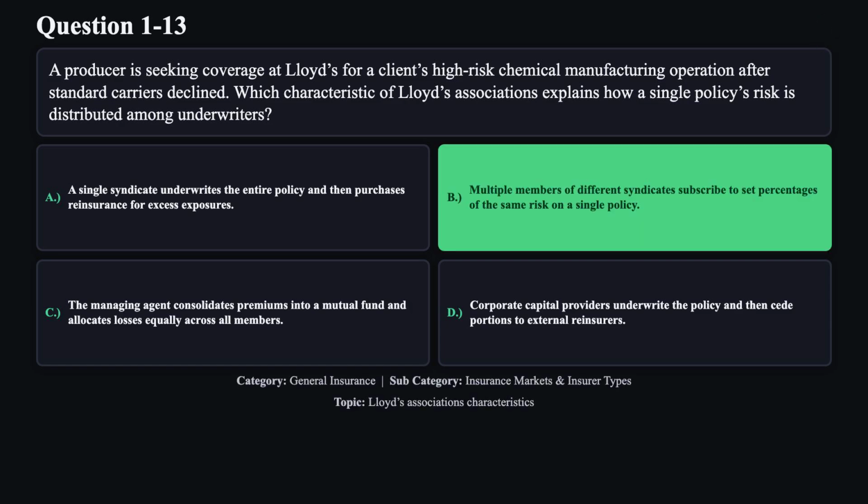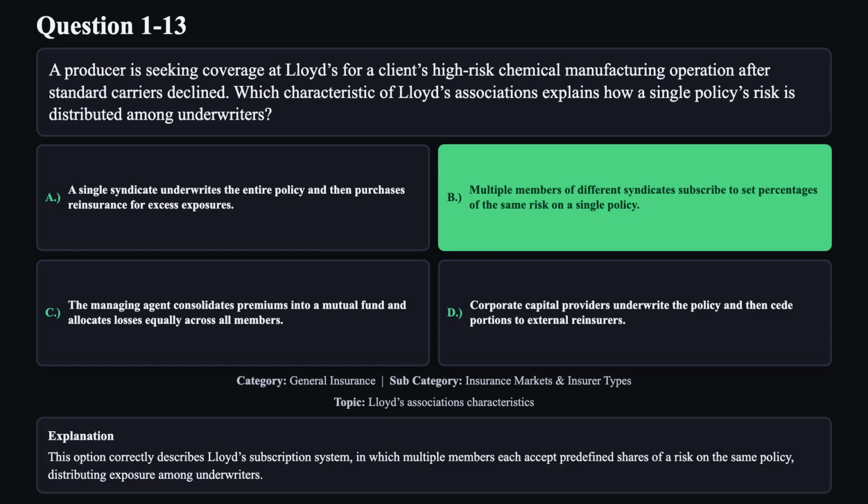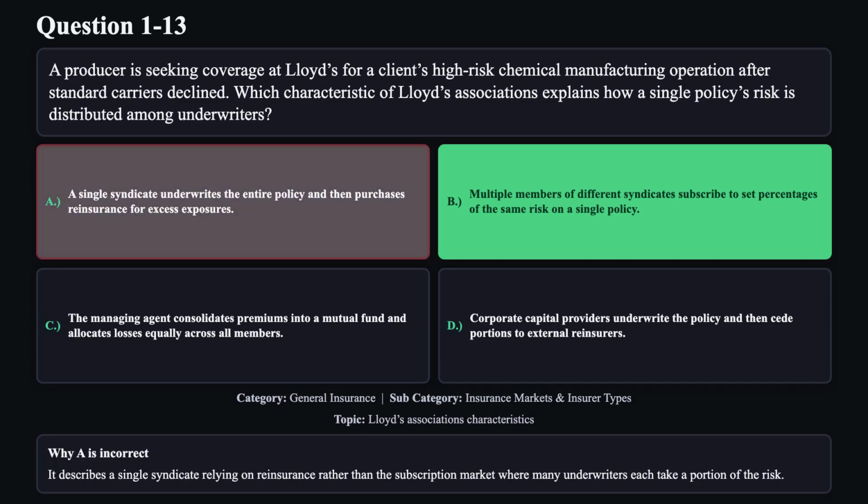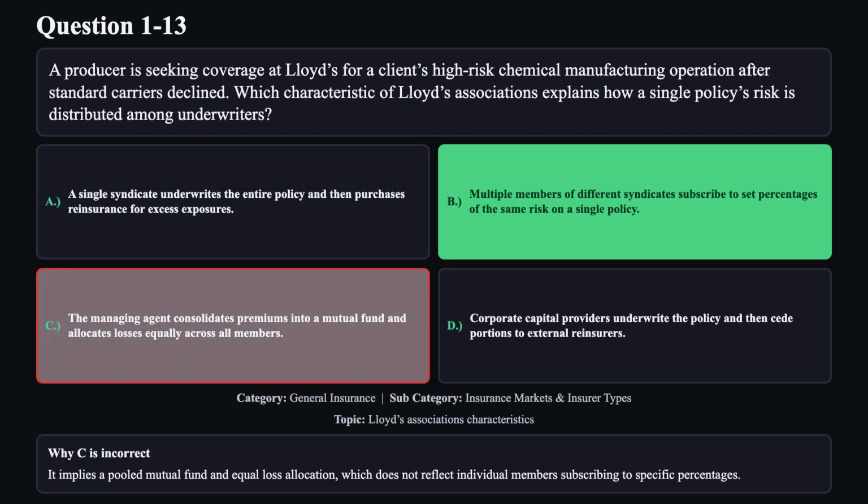The correct answer is B. This option correctly describes Lloyd's subscription system, in which multiple members each accept predefined shares of a risk on the same policy, distributing exposure among underwriters. Reason A is not correct. It describes a single syndicate relying on reinsurance rather than the subscription market where many underwriters each take a portion of the risk. Reason C is not correct.